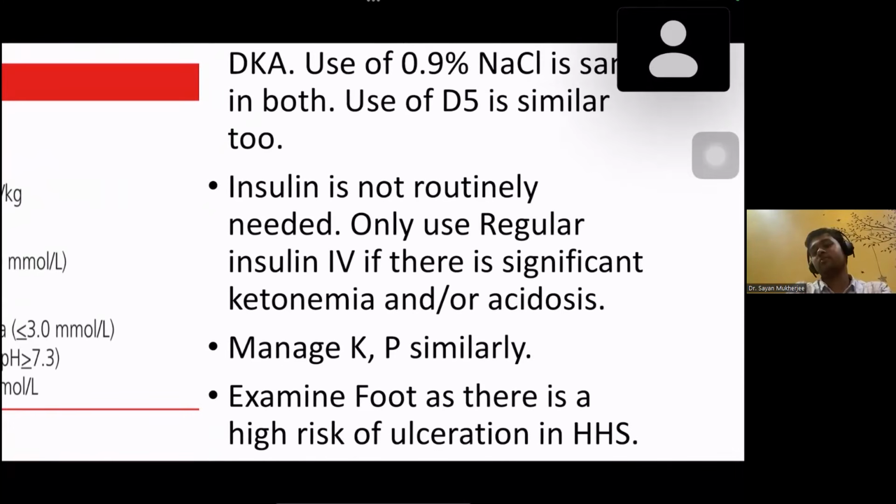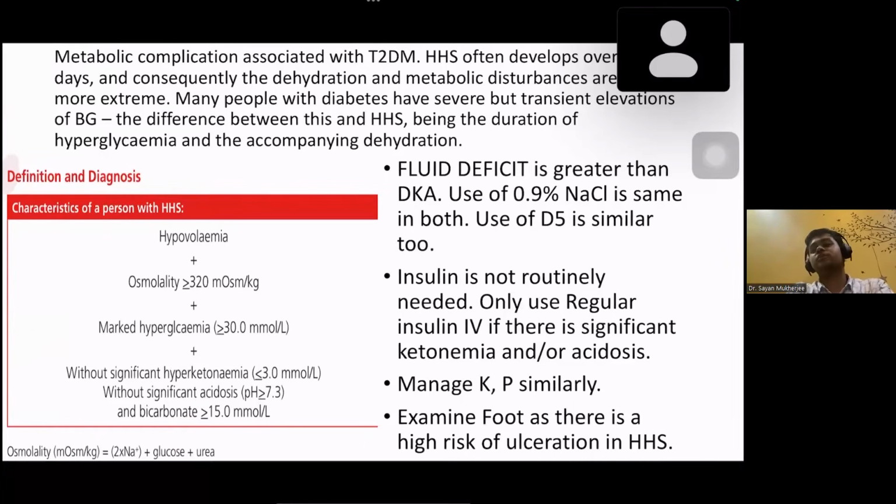One more point you should remember, the patients who have HHS have a high risk of foot ulceration. So you must examine their foot every day. If you see any forms of ulceration, then you should notify the surgeon immediately, because already he has very high levels of blood sugar and the healing process would be very slow. So it needs to be taken care of quickly.